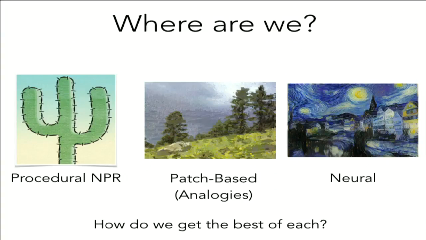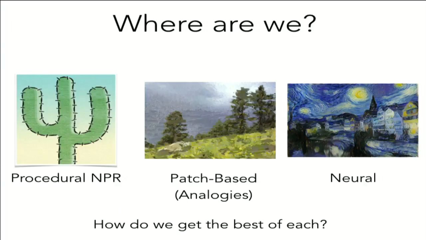So at this point, I've described broadly three approaches to creating stylistic imagery. There are procedural methods where you just hand code the thing you want. There are patch-based, example-based methods that work well in some cases, but I don't think they're as flexible in some ways as the neural methods. And the neural methods so far have these really beautiful results, but they don't provide any control whatsoever. You put an image in and you hope for the best.